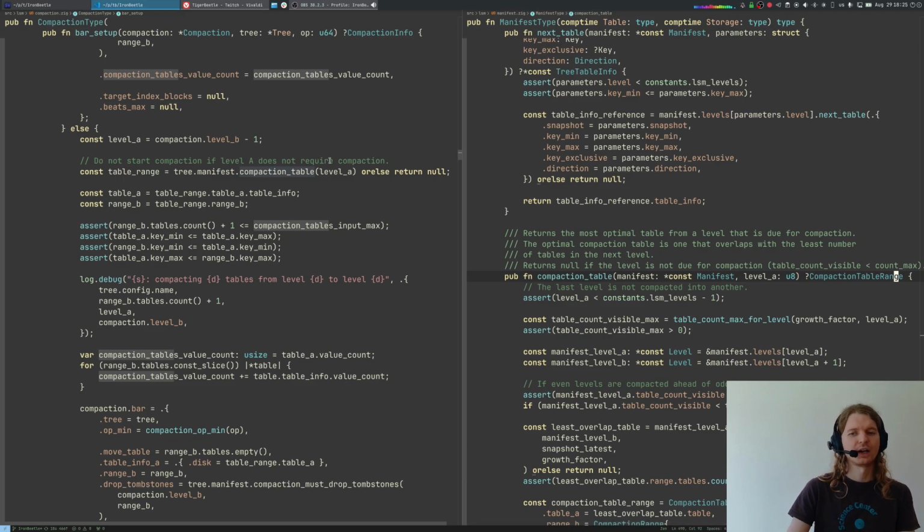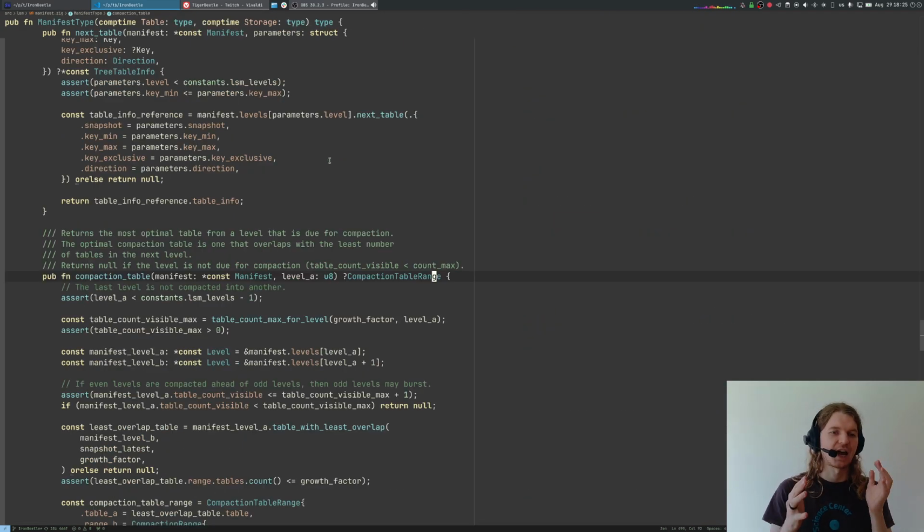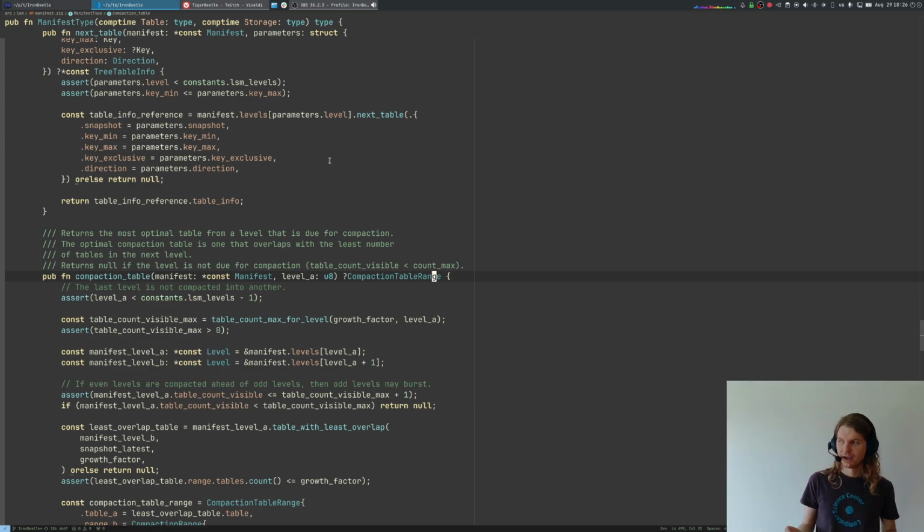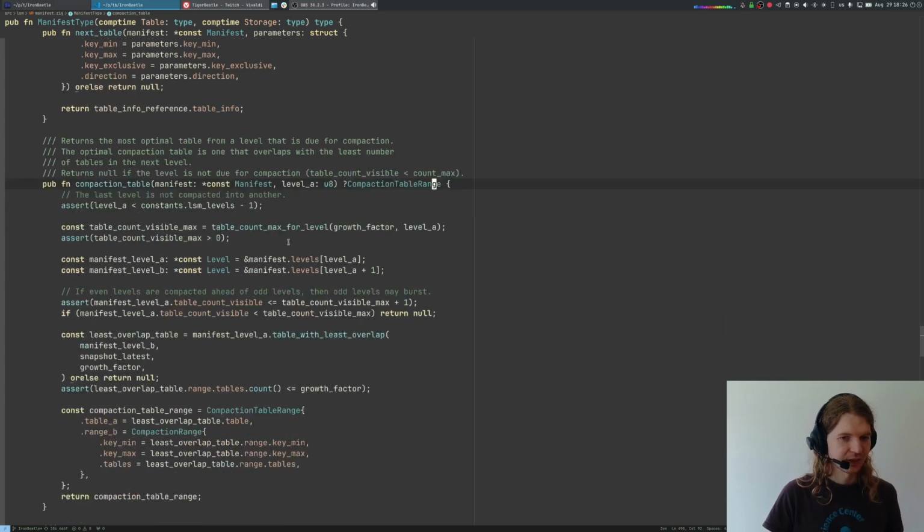So what does this function do? We have two levels, level A and level B. We want to sync one table from level A down to level B. We need to figure out which table from level A we are syncing. We could sync any one of them. And once we figure out the table, we need to select all the tables in level B which intersect our table. So let's see how we do this.